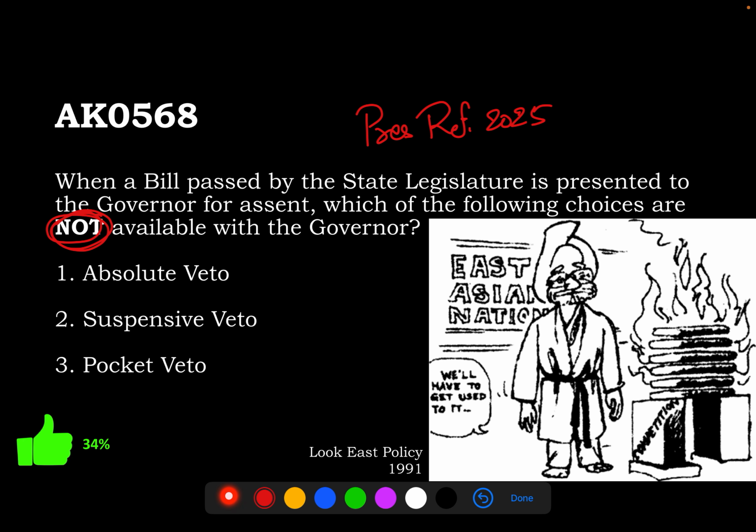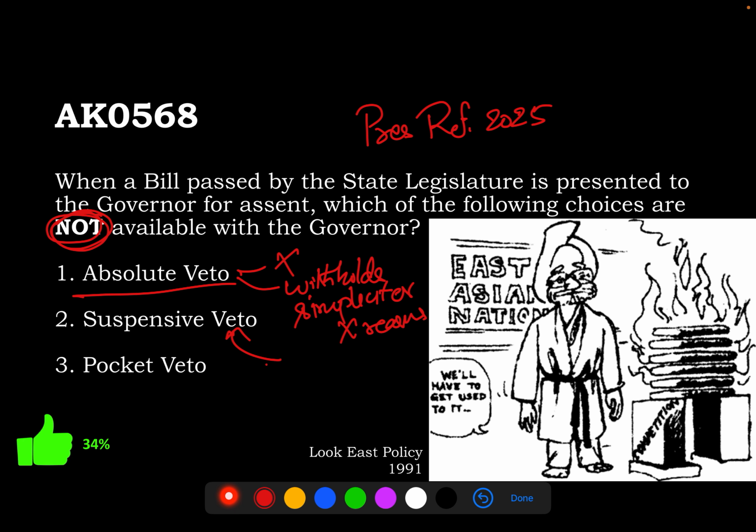So, let's see. Now, when we say absolute veto, this is not available for the governor. And let's be very clear, what is absolute veto? The court has held it to mean a situation where the governor withholds the assent to the bill, and withholds assent simpliciter, which means the governor rejects the bill without giving any reason. So no reasons have been given. The governor has to give reasons, and when reasons have been given, it would automatically follow the route of suspensive veto.